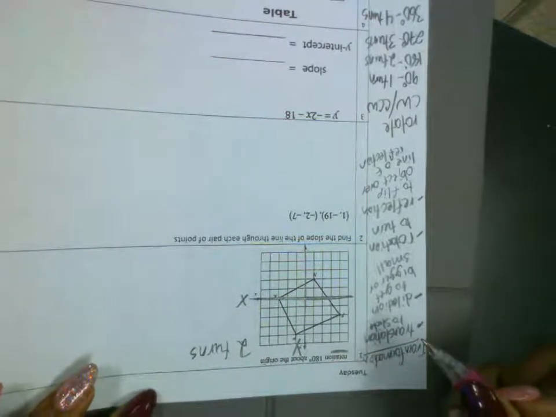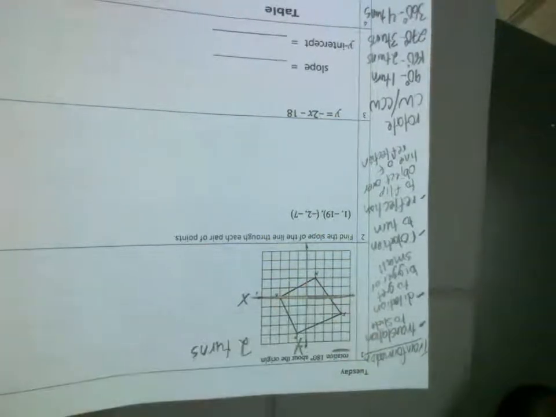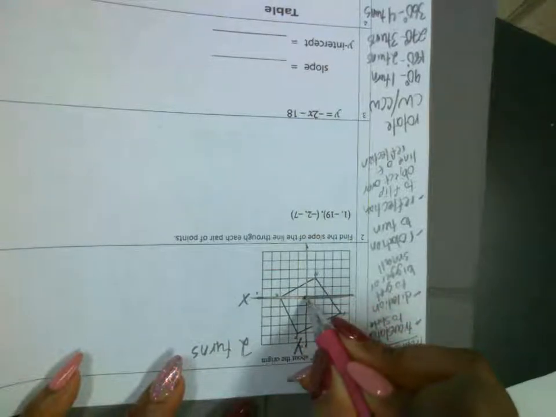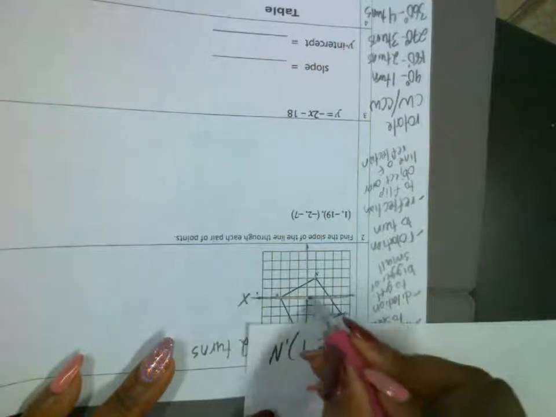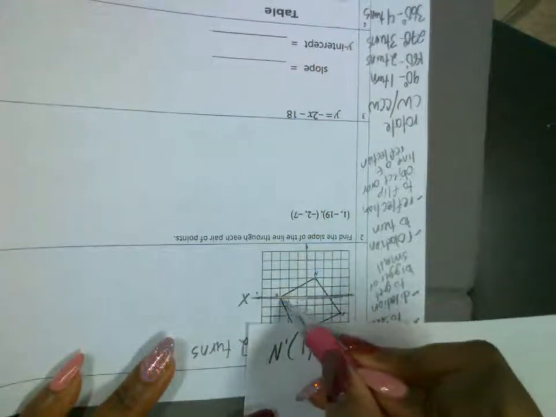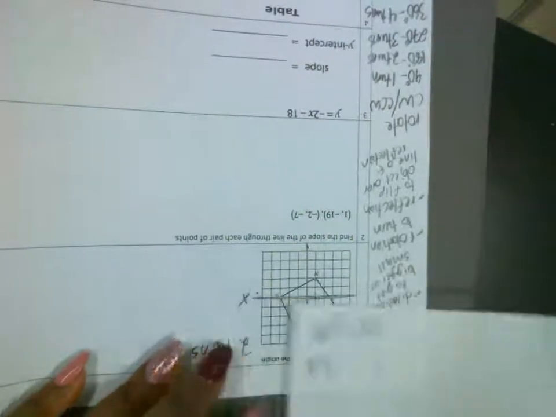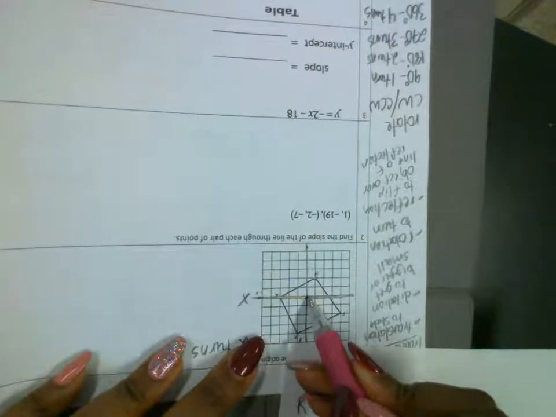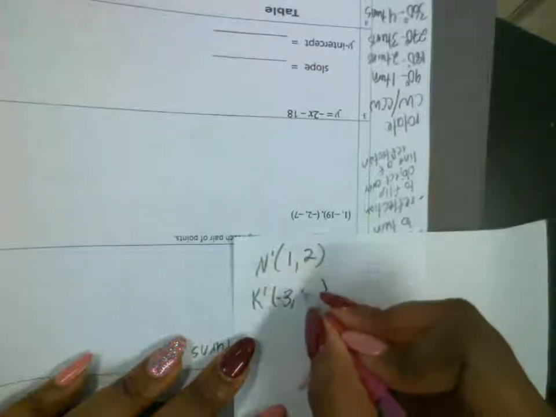So now we're going to write down our new ordered pairs. Let me get a piece of paper to write that on real quickly. All right, so let's look at this one. The new location for N is right here. So I go over 1 and up 2. So my new location for N prime is 1, 2. Then this is K, so we got K prime. Start at the origin, go over to the left 1, 2, 3. That's -3, 0 because you didn't move up or down.